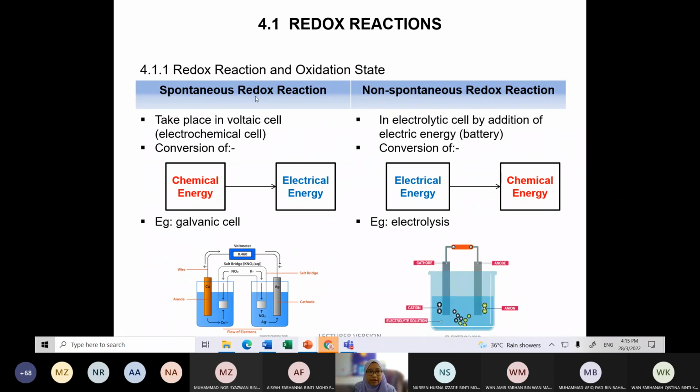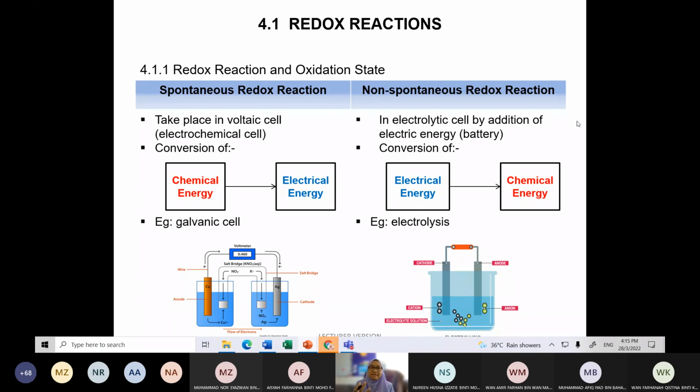Then we have spontaneous redox reaction and non-spontaneous redox reaction. So just now you have been introduced to redox reaction. What is reduction? What is oxidation? What is oxidizing agent? And what is reducing agent? Okay, next we have spontaneous redox reaction and non-spontaneous redox reaction.